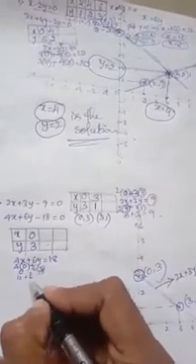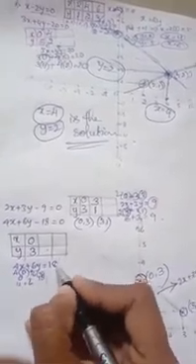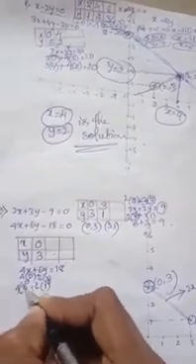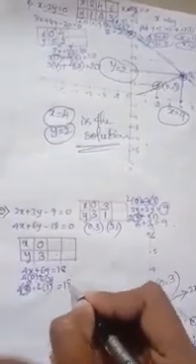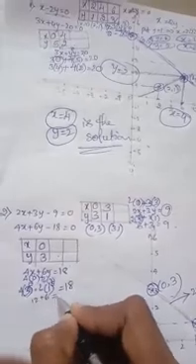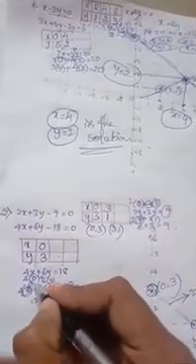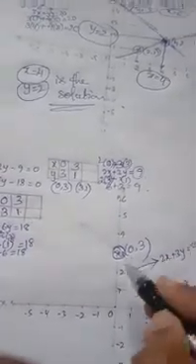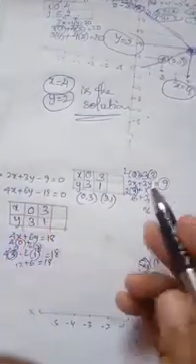The another point is 12 plus 6 is also 18. Therefore, 6 1s are 6. 4 3s are 12. Therefore, it is equal to 18. Therefore, the value of x is 3. The value of y is 1. 0, 3 and 3, 1. Already we drew the line for the first equation. This is the same as the 4x plus 6y is equal to 18 equation also.